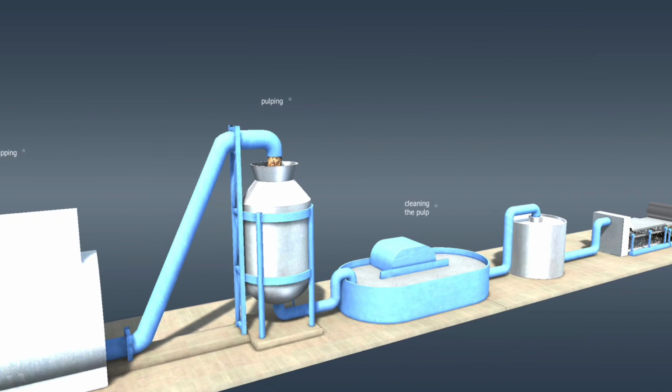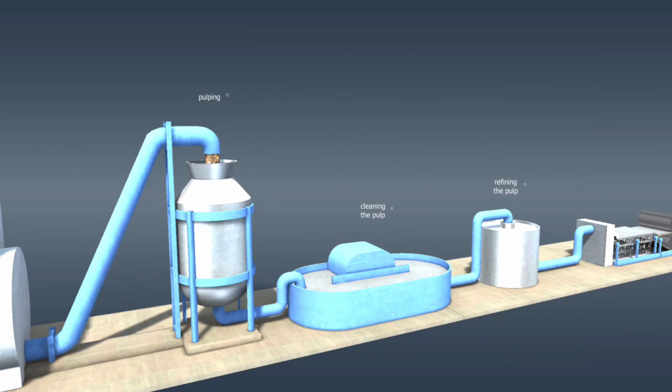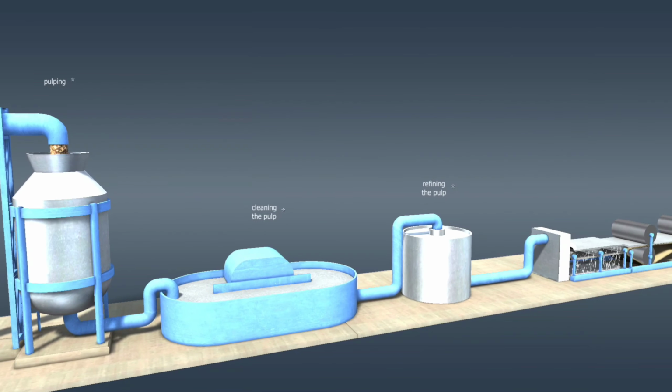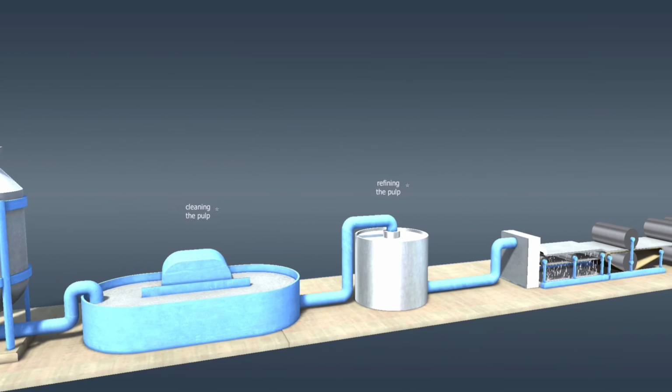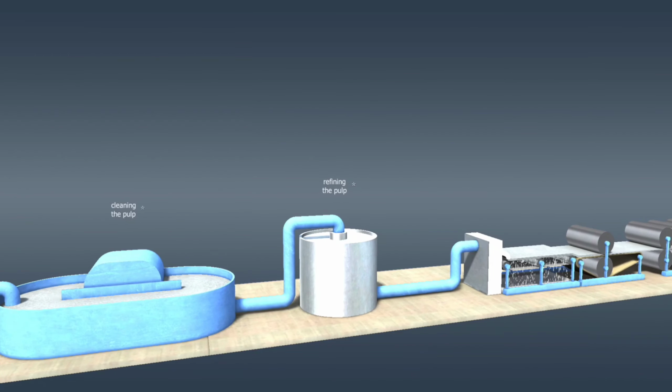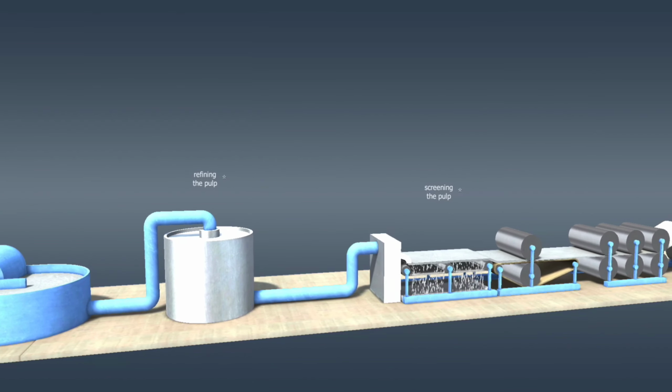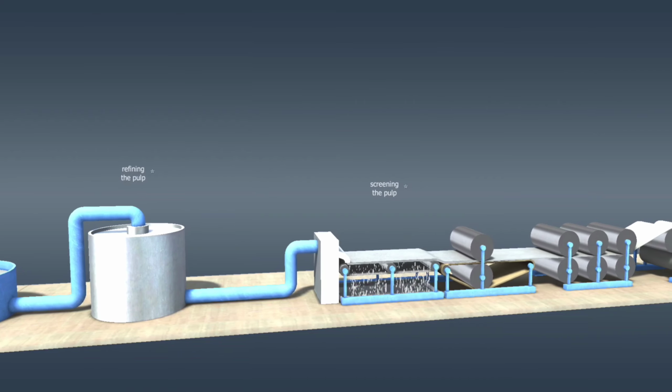The resulting pulp is then further cleaned, drained through a screen, and refined. Various additives are mixed in to obtain the desired quality and color. The pulp contains more than 90% water when it is spread on a screen.